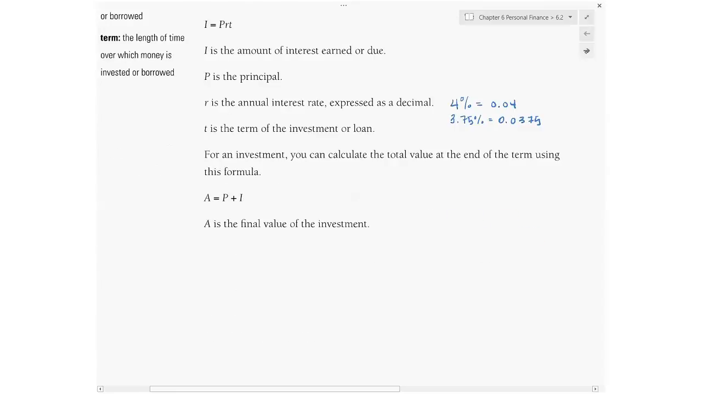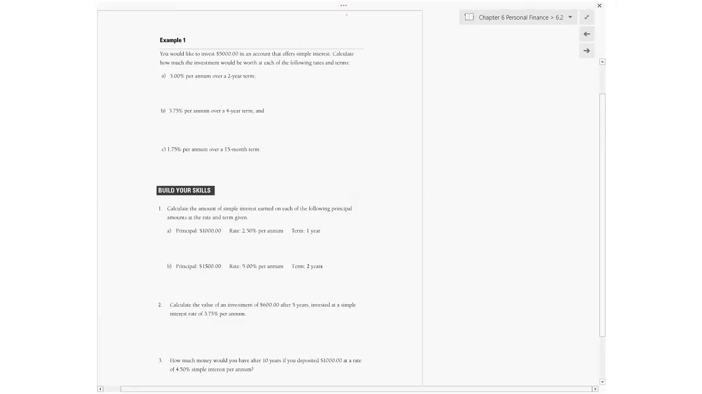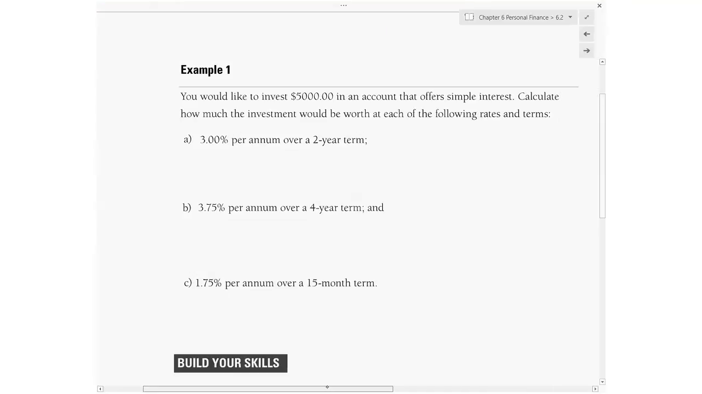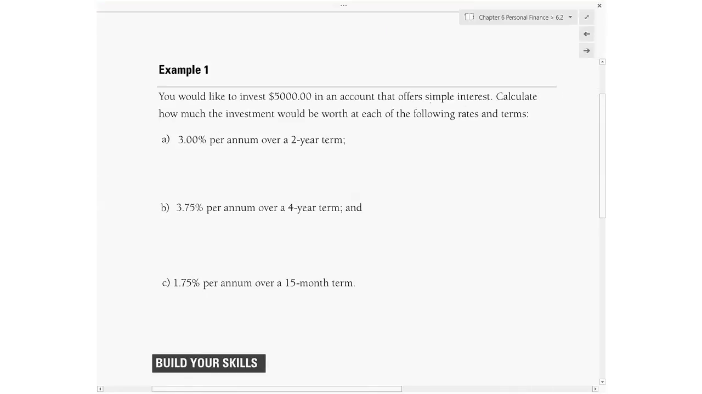Okay, so let's look at example 1. You'd like to invest $5,000 in an account that offers simple interest. Simple interest means that I equals PRT. We're going to calculate how much the investment would be worth at the end of the following rates and terms. You invest $5,000, that's our principal. Remember, we're going to be using I is equal to the principal times the rate times the term. Then we're going to say how much it is worth at the end. That's the amount, the principal plus the interest.